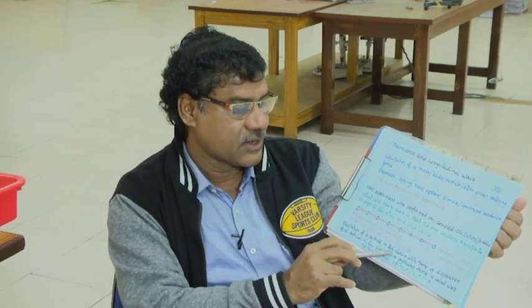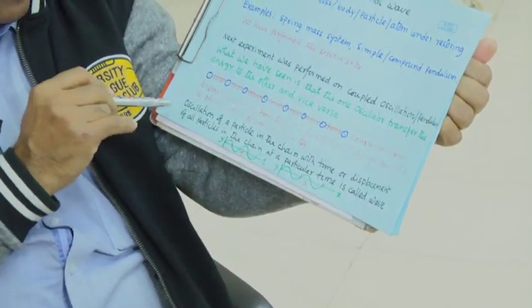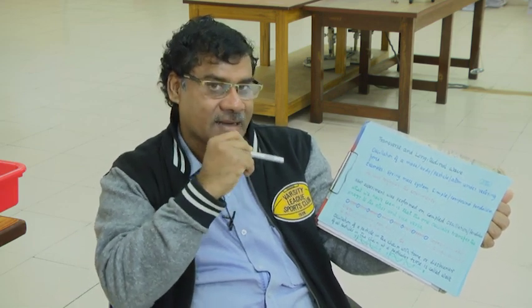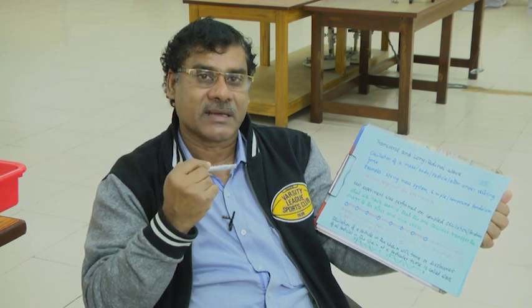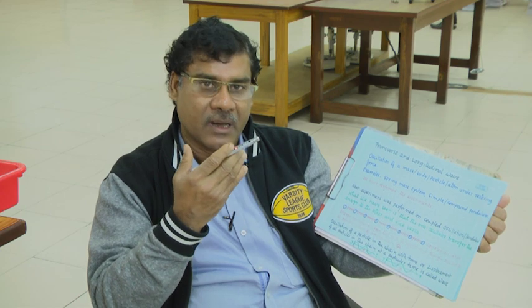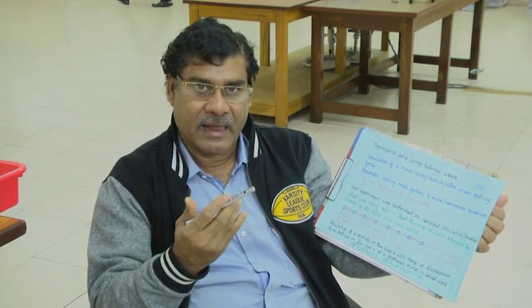So oscillation of a particle in the chain with time, or displacement of all particles in the chain at a particular time, is called wave. So if I say wave, the picture that comes to your mind is that it is varying like this, right? So what is varying? Basically the amplitude of the oscillator is varying as a function of time, or as a function of distance, or as a function of both. So wave will be the oscillation of a particle in the chain as a function of x or t or both. That's the wave.